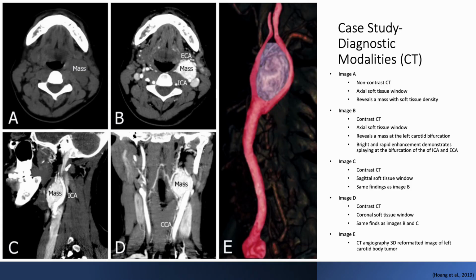So as we move on to the patient's CT image findings, we can see that image A is composed of a non-contrast CT revealing the mass with a soft tissue density. Images B, C, and D reveal a bright and rapid enhancement of the mass, while also demonstrating that splaying at the bifurcation of the internal and external carotid arteries. And then image E is a CT angiography image of the left carotid body tumor.